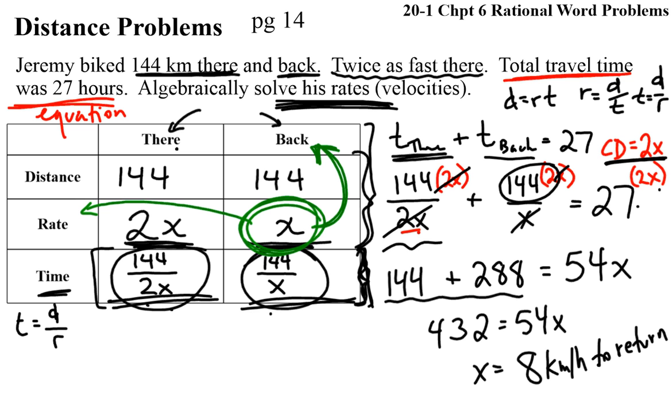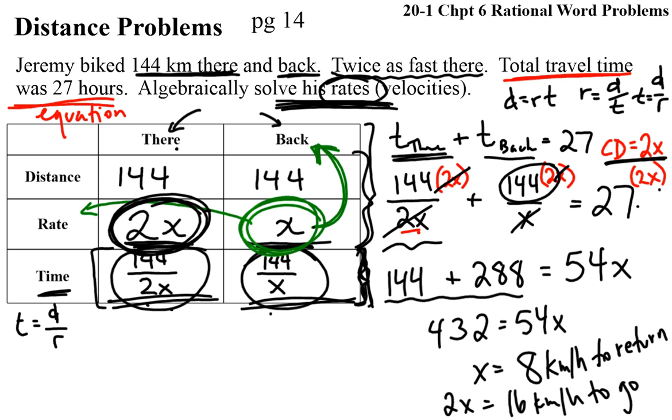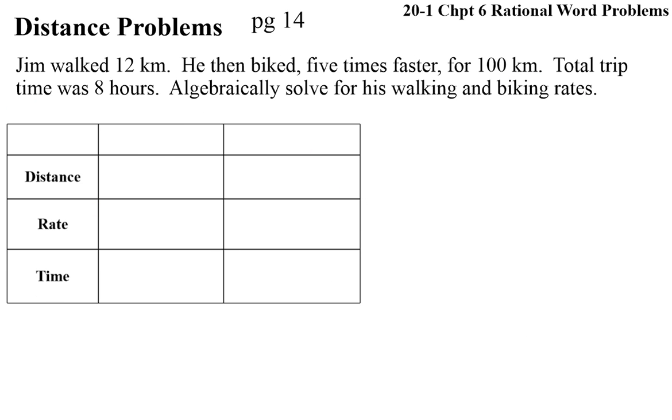Have we answered the question? Not entirely, because we want the rates. So if the rate going was 8, well, or sorry, coming back was 8, well, the rate going would be 2x, which is 2 times 8, 16 kilometers per hour to go wherever he was going. So there you go. Lots of little steps to create the equation, but hopefully the equation's not complicated to solve.